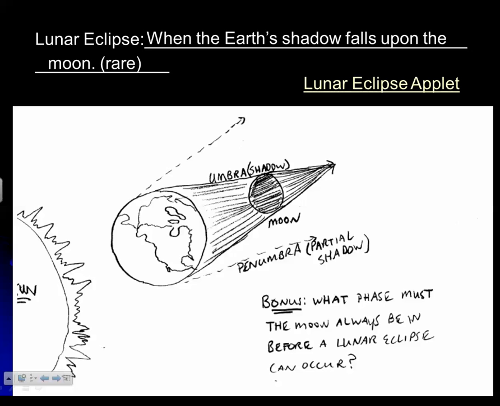Now, a little bonus here. What phase must the moon always be in before a lunar eclipse can occur? To have a really good lunar eclipse, a total lunar eclipse, the moon has to be on opposite sides of the Earth and the sun. And you know that that is during full moon phase. So we always see these really nice lunar eclipses during full moons, the nights of full moons.